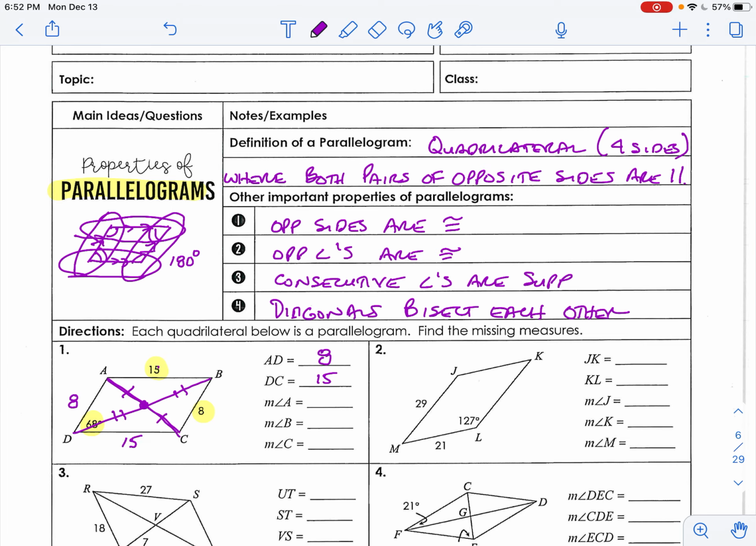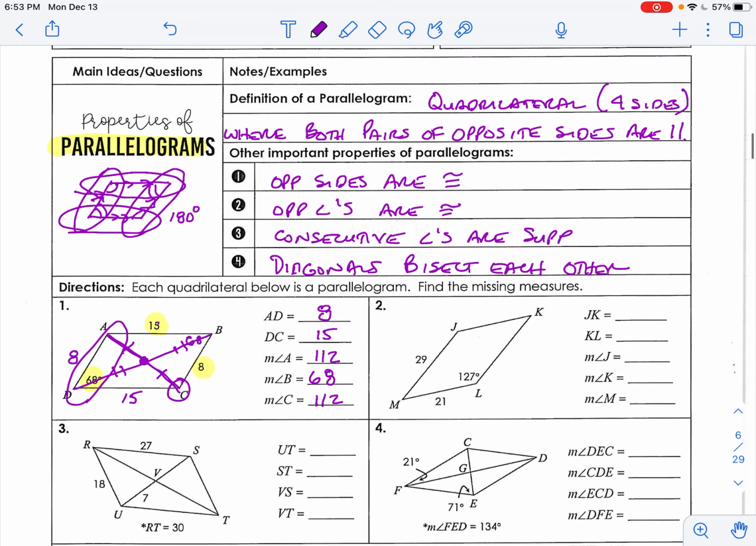How about angle A? If this is 68, let's get the easiest one actually. Do you agree that angle B is also 68 because opposite angles are congruent? How would I find the other one? Going back up here, they are supplementary. So how do you find this? I would take 180 minus 68, and I'll tell you that that's 112. Once I determine that A is 112, C is also 112. So that's how you would go through that one: opposite sides congruent, opposite angles congruent, and consecutive angles are supplementary.